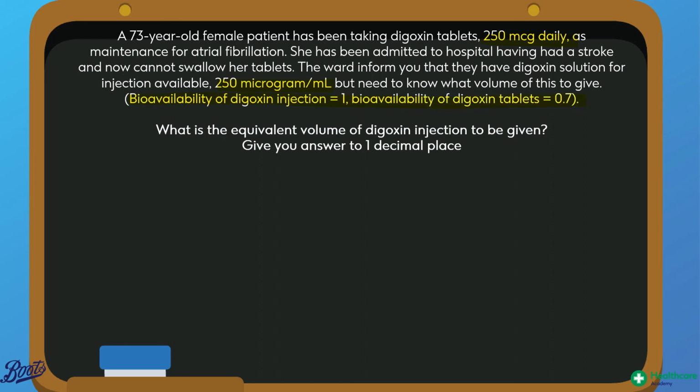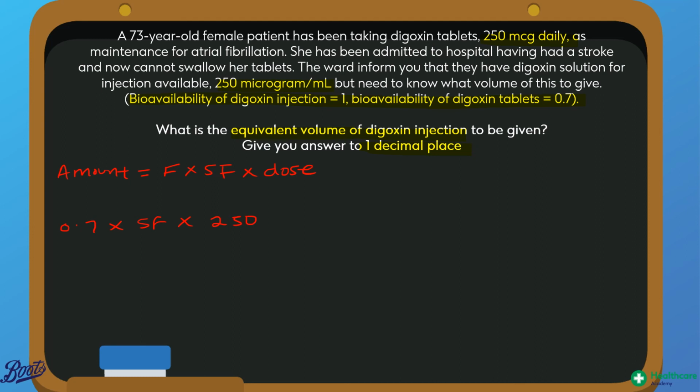Now, we need to know what the equivalent volume of digoxin needs to be given, and we need to answer this question to one decimal place. Now, the formula that we're going to use to answer this question is the amount in systemic circulation equals the bioavailability multiplied by the salt fraction multiplied by the dose. Now, the tablets provide a bioavailability of 0.7 multiplied by a salt fraction multiplied by 250 micrograms, which is the dose of the tablet that we have been provided.